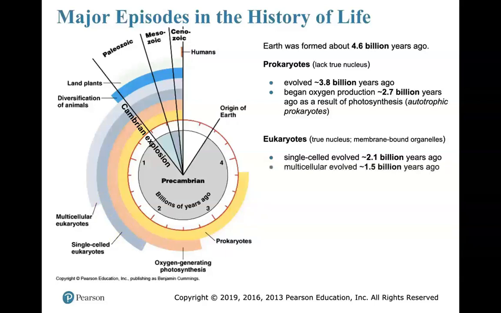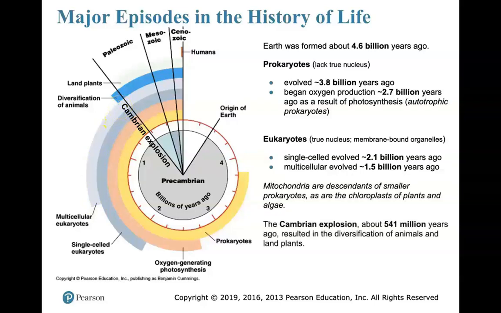Then, about 1.5 billion years ago, we see multicellular eukaryotes coming up along the timeline. These are more complex organisms. Then over much time, we don't see too much of a new event occurring until we hit the Cambrian explosion. Do I actually have the Cambrian explosion? I do. So before I hit up on that, the mitochondria are descendants of smaller prokaryotes.